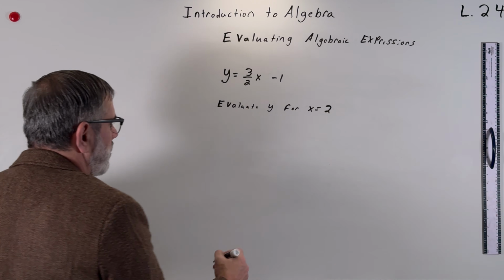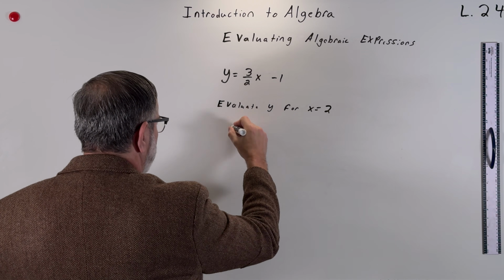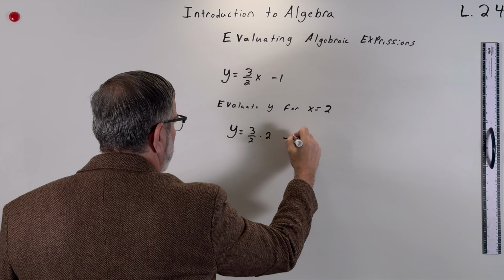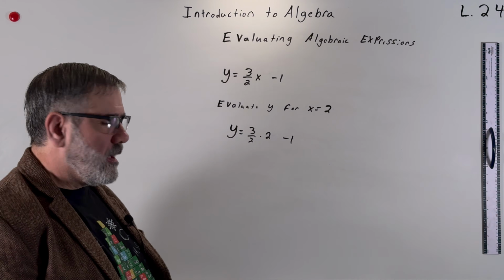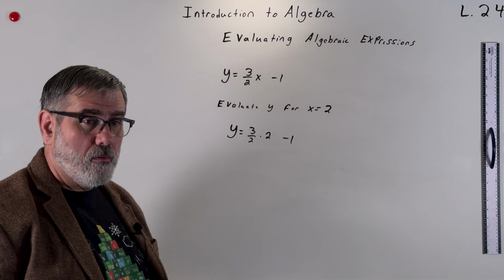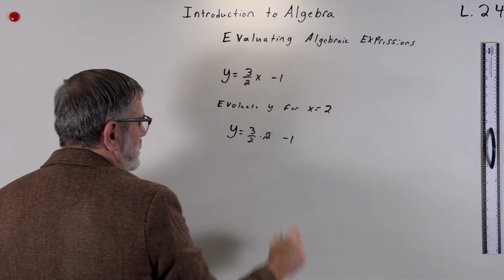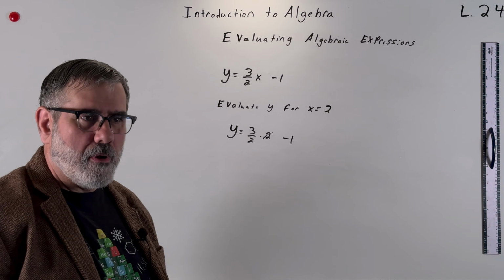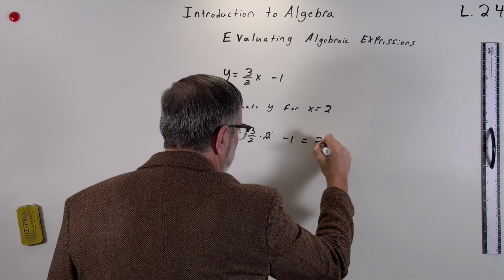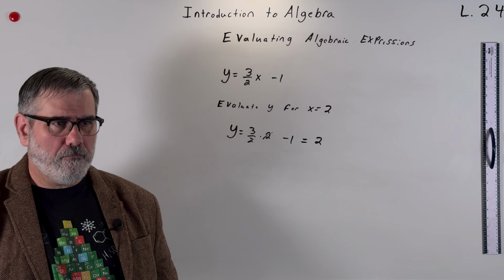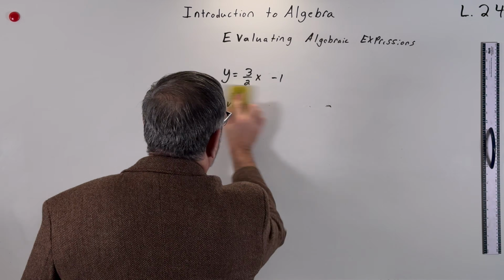Okay, so if x is equal to 2, that means that y is equal to 3/2 times 2 minus 1. Well, 3/2 times 2 simplifies because we have a 2 in the numerator and a 2 in the denominator. And so that just leaves us with 3. And 3 minus 1 is equal to 2. Okay? Understand? Okay.